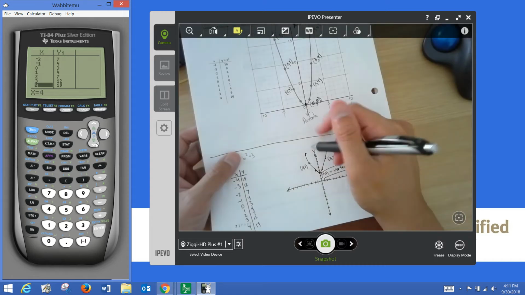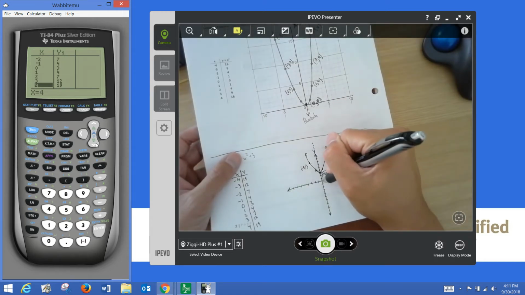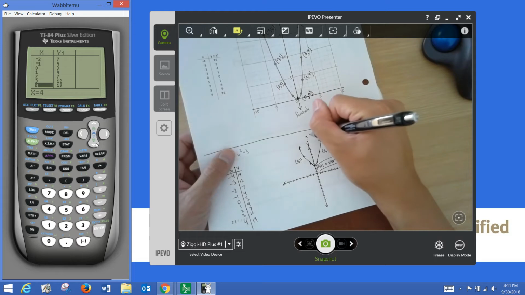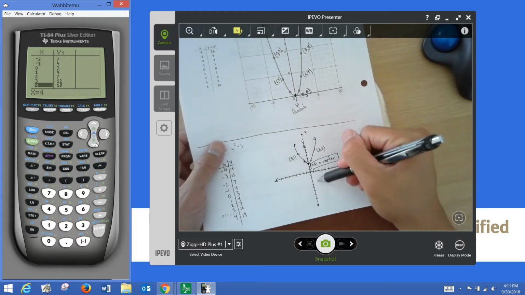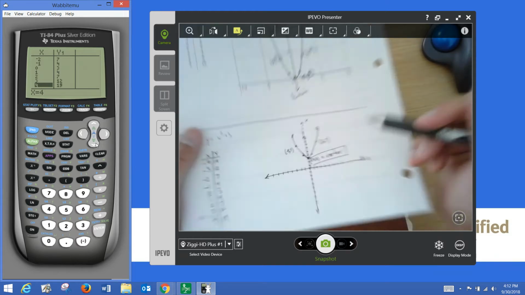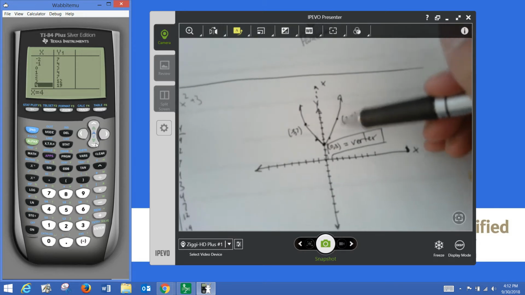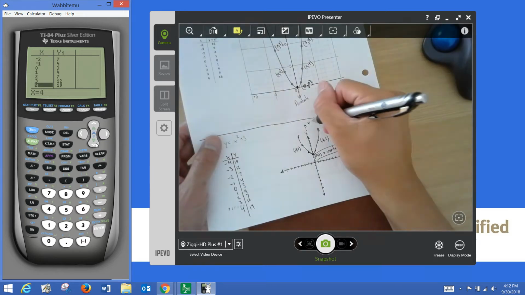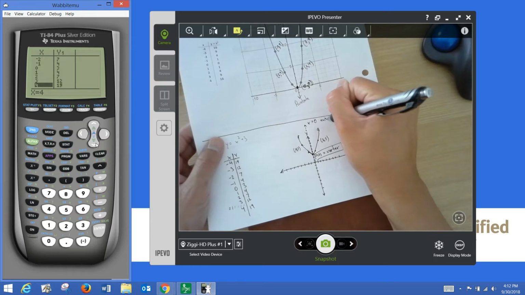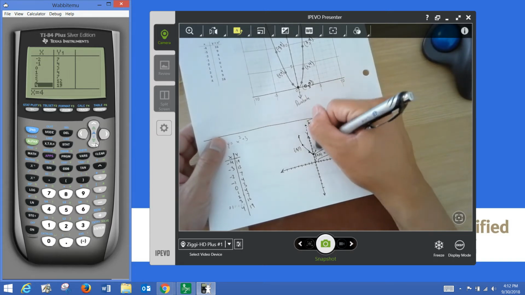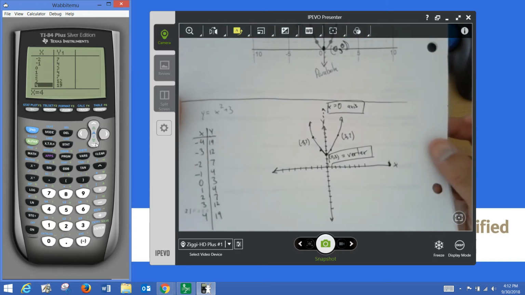And then the axis of symmetry is going to be the line that hits the vertex and goes in the middle. And if you think about it, it's not x equals 1. It's not x equals 2. It's not x equals 3. It's x equals 0. So that's my axis of symmetry. That's my axis right there, okay? This is my axis of symmetry. That's how I'd graph that, okay?